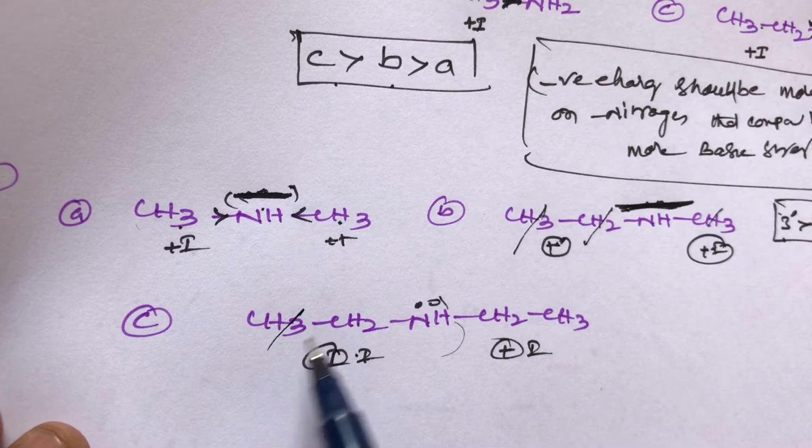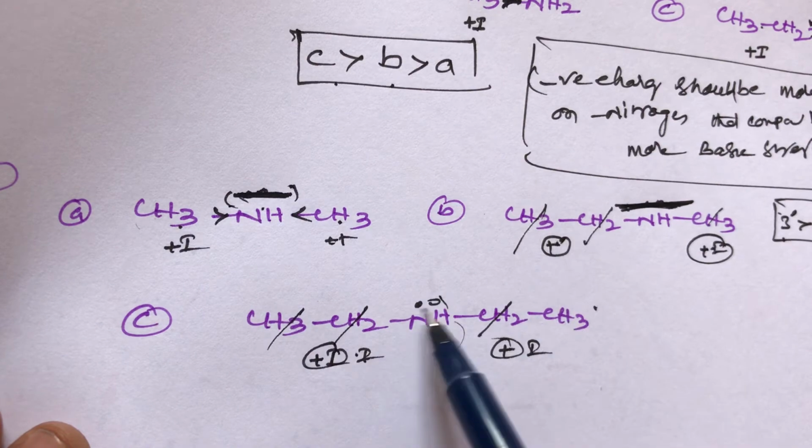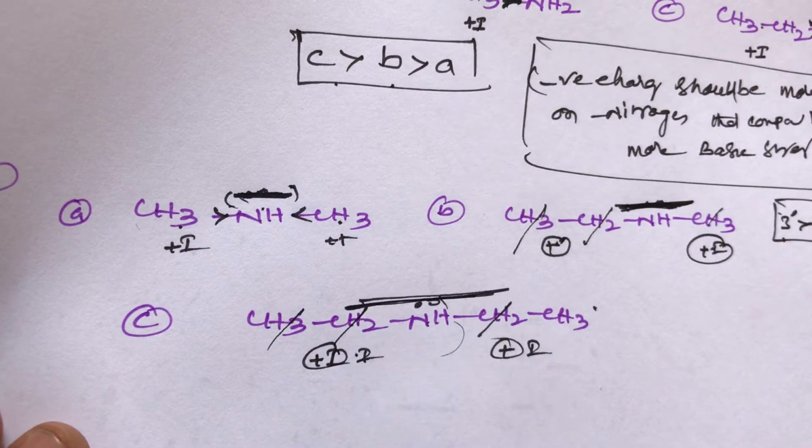So here 3 plus 2 is 5, 5 plus 2 is 7, 10 hydrogens are there. 10 hydrogens are there, so that's why it is more electron releasing compared to A and B. So there is more density on nitrogen. Out of these three, which one has more basic strength?